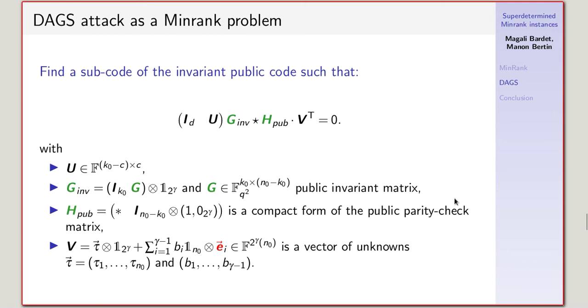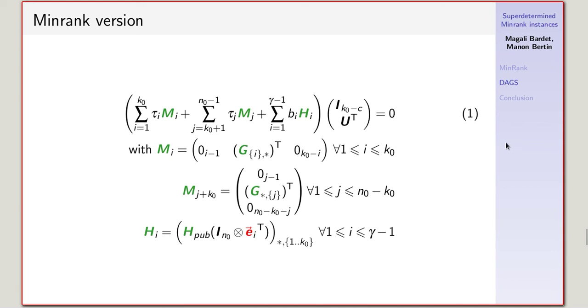The idea of the attack is to find a secret code and a secret vector that are given by this relation, where we have two public matrices depending on the public code. And of course, if we look at this equation, it reminds you of the Kipnis-Shamir modeling with the kernel matrix and the x values. And if we do some computation, we can write the previous equation exactly as a MinRank problem.